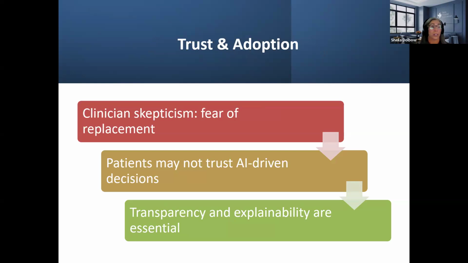Trust and adoption: there's a lot of skepticism among people in the healthcare profession, and fear of replacement. None of us want to lose our jobs. We see other industries, like the automotive industry, that have gone automated, where you've got robots basically building a lot of the car pieces now, where you used to have humans performing that function. And so none of us want to be replaced. None of us want to lose our positions. And so there's always a little bit of skepticism.